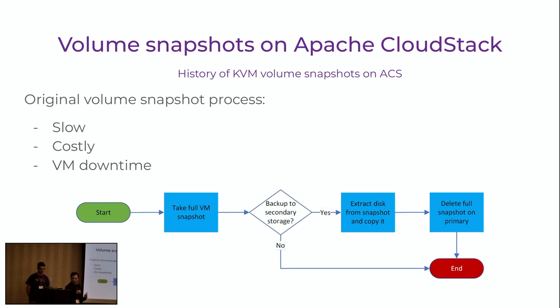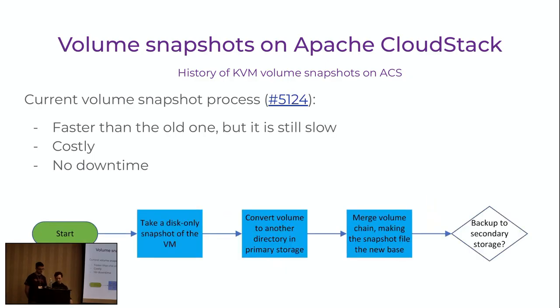So a few years back, it was refactored. And currently, when we are taking a volume snapshot, only the volume that we are snapshotting will be affected. What we do is create an overlay on top of the volume, so that the virtual machine will start writing to this overlay and not the original volume. Then we copy it to wherever we need it, and then it will be merged back. That's the process for the running virtual machine. The stopped virtual machine process is the same because we just need to copy it somewhere else.